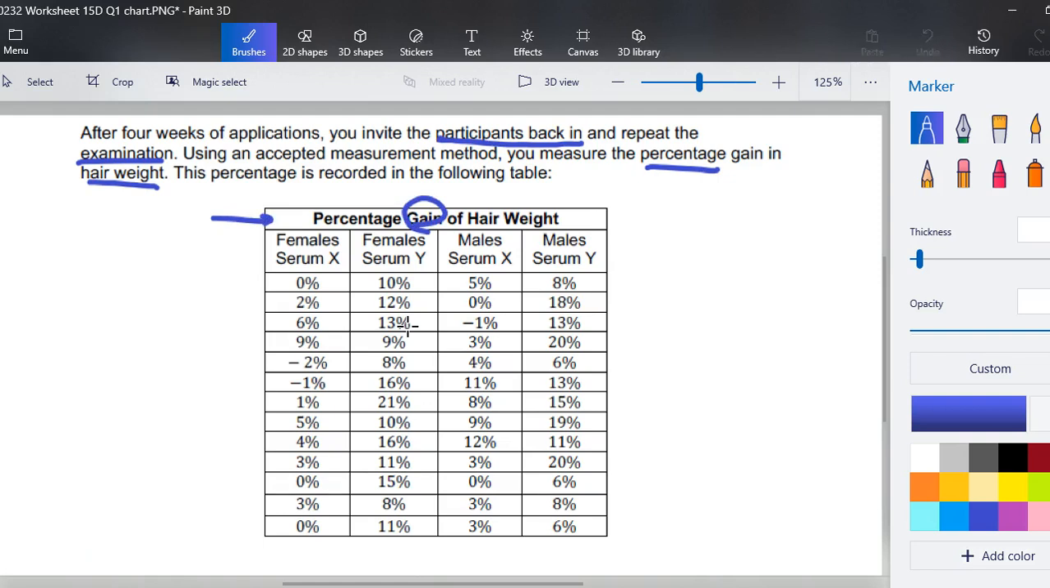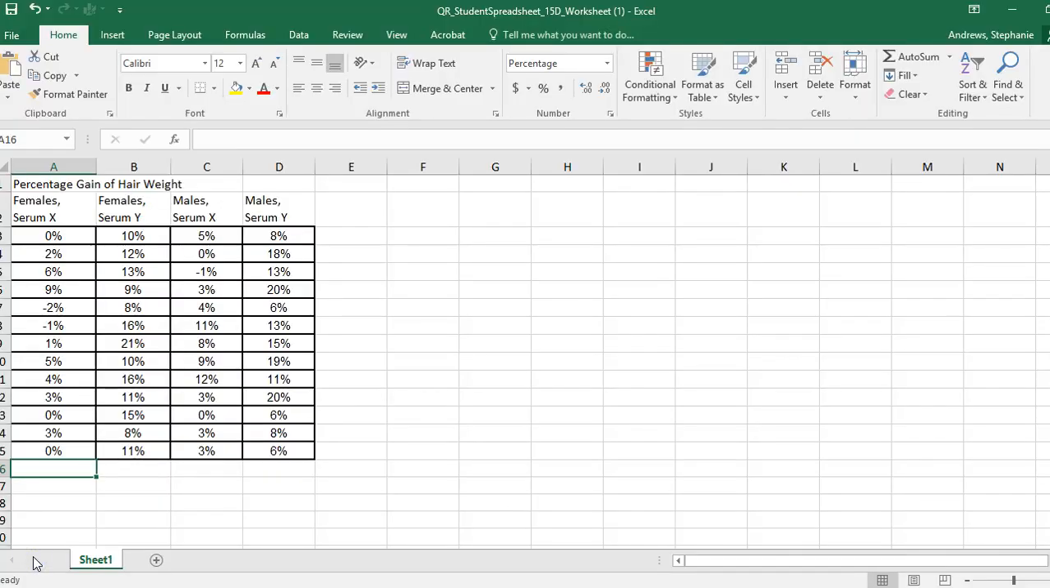Always analyze a table: percentage gain of hair weight. And so you have females using serum X, females using serum Y, males using X, and males using Y. These are the results. Inside of your D2L folders, you're going to find a spreadsheet for this lesson. So we're now looking at the spreadsheet. It's the same information on your printed worksheet, but it's in spreadsheet form to help us to do the calculations faster. There's no need to do these by hand.